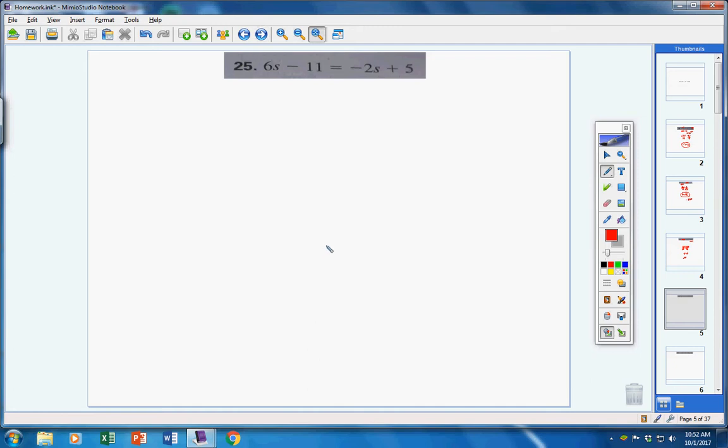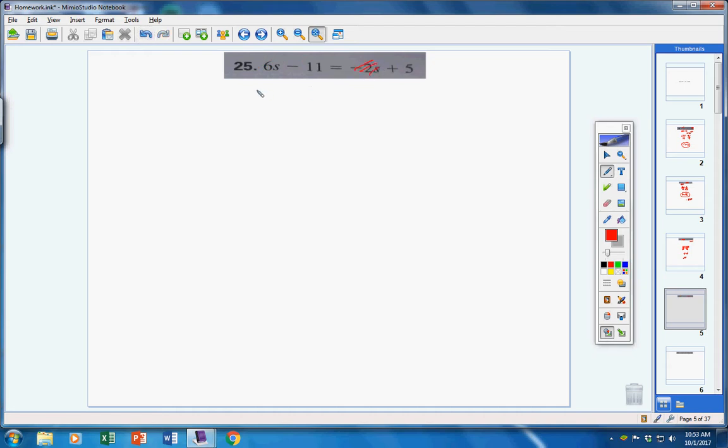Alright, 25. Step 1, simplify both sides. We're good there. Next, eliminate fractions. We're good there. Next, variable terms to one side, constant terms to the other. Now, it does not matter if you bring the 2s over here and the negative 11 over here, or if you bring the 6s over here and the positive 5 over here. It does not matter. You'll get the same answer either way, okay?